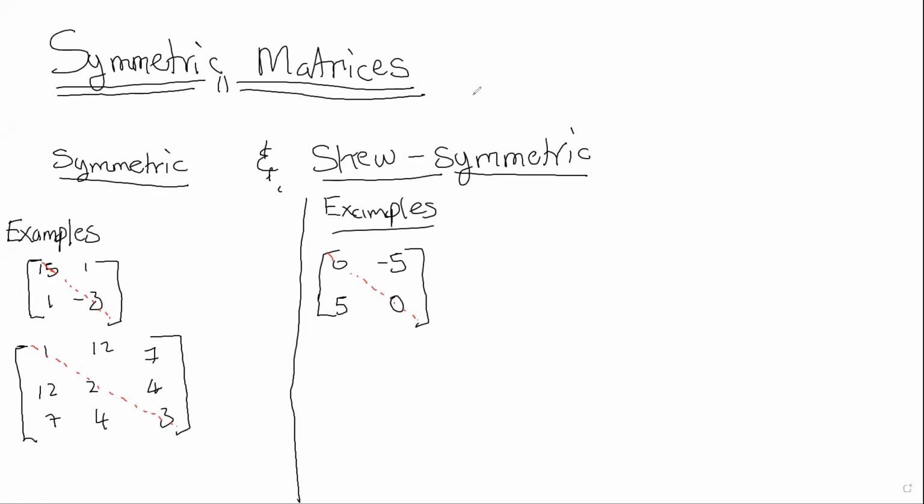another example, 3 by 3. Maybe 0, 2, minus 7, minus 2, 0, 3, 7, minus 3, 0. Then we draw the imaginary again.